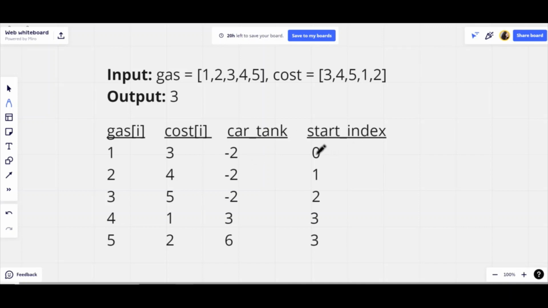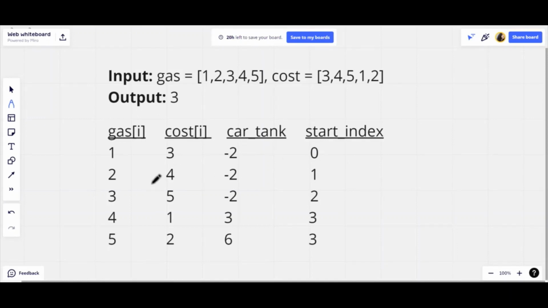So start index will not be 0, it will be i plus 1, that is the next index. So now we are going to the next row, and the start index will change to i plus 1, that is 1 here. As you can see, again the cost to go to the next station is 4, but in our tank we have only 2 units of gas left, so 2 minus 4 equals -2, which is also negative. So start index cannot be 1, so in the next iteration start index will be i plus 1, that is 2. So we are again starting from the third index.